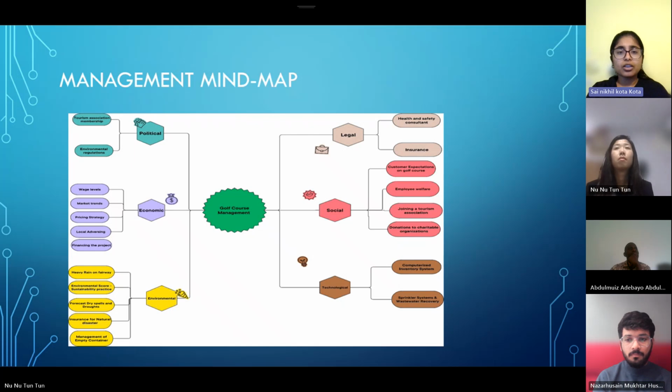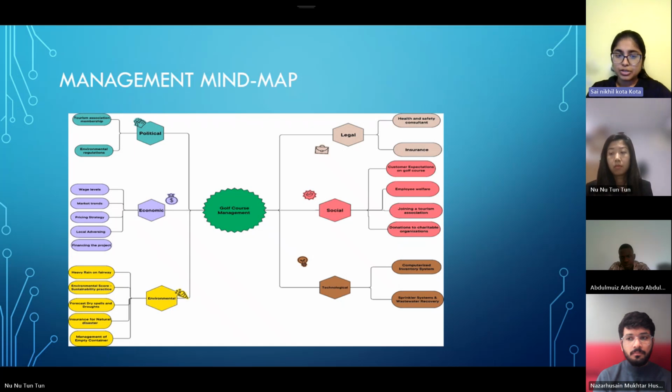which had the heavy rain on the fairway, the sustainable policies, the forecast dry spells and droughts, the insurance for natural disasters, and the measure for empty containers. In year four, this affected the status of the course and created problems in estimating and organizing the maintenance of the course. We also noted that insurance for natural disasters, especially storms, could be factored into the business model in case of damages.